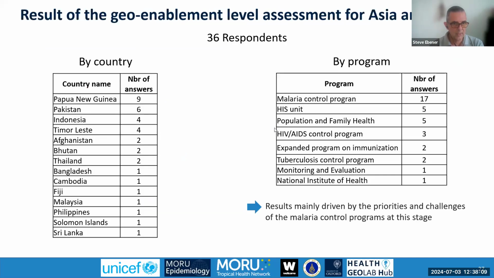So let's look at the results, but before that, some statistics to give an idea of the respondents' profile. At this stage, we have 36 respondents, 36 individuals who completed the questionnaire, each of them representing a specific MOH program or unit based in 14 different countries in Asia Pacific. As I mentioned, we have only taken into account the answers received from countries in Asia Pacific.